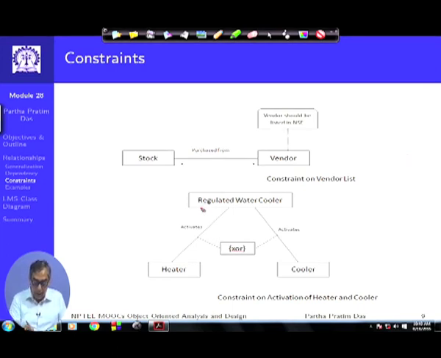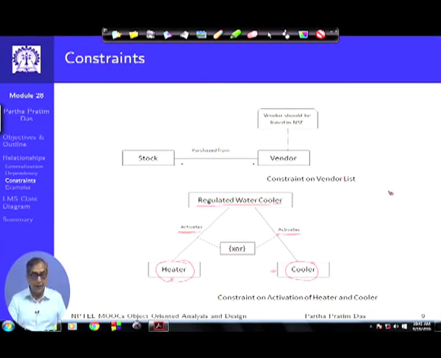Similarly, let us say we have a regulated water cooler. It is a water cooler which tries to set a certain temperature and maintain that. So, internally it will have a heater and a cooler. If the temperature has to go up, the heater has to be put on. If the temperature has to go down, the cooler has to be. To represent that, we have an association showing activates. This activates relation is applicable for the heater as well as for the cooler.